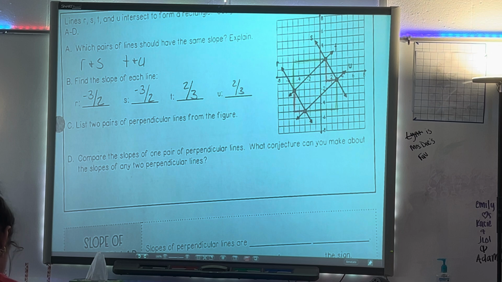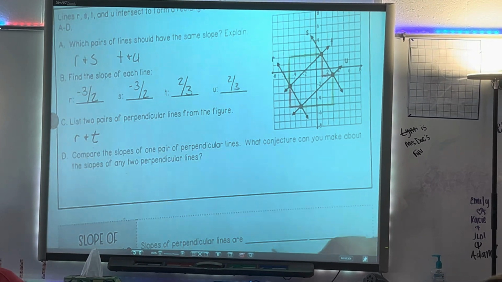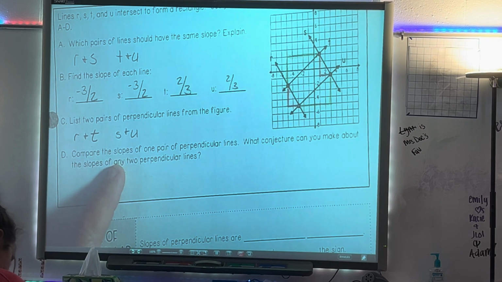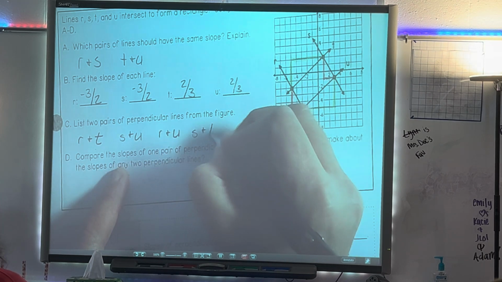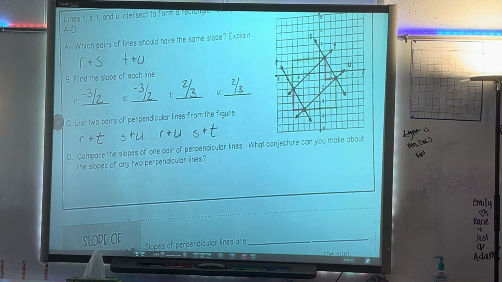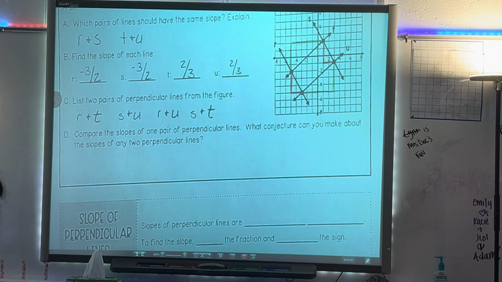All right, so it says list 2 pairs of perpendicular lines. So give me a pair that are perpendicular. R and T, I agree. All right, give me another pair. S and U. Give me another pair. R and U, and the last one? S and T. All right, so there are 4 pairs that are perpendicular. And here's the deal: if R is perpendicular to T and T is parallel to U, then R has to be perpendicular to U because they share those same relationships. Are we okay there?